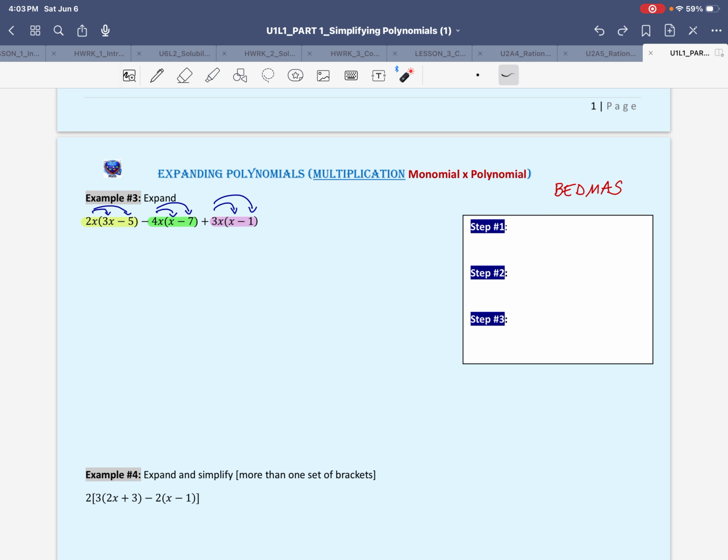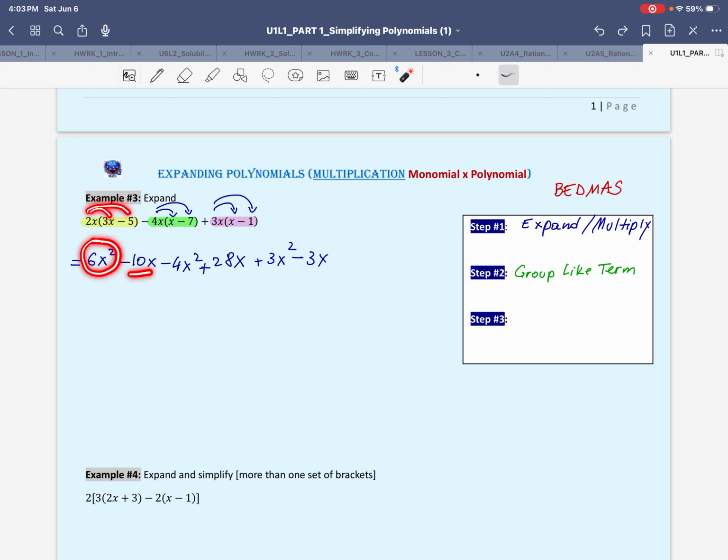So we are expanding or multiplying. So you can use these two terms the same way. And in the next step, we are going to group the like terms. So remember that 2x times x is 2x to the power of 2. 2x times negative 5, negative 10x. And now, negative 4x times x, negative 4x squared, negative 4x times negative 7, positive 28x. And then 3x squared minus 3x.